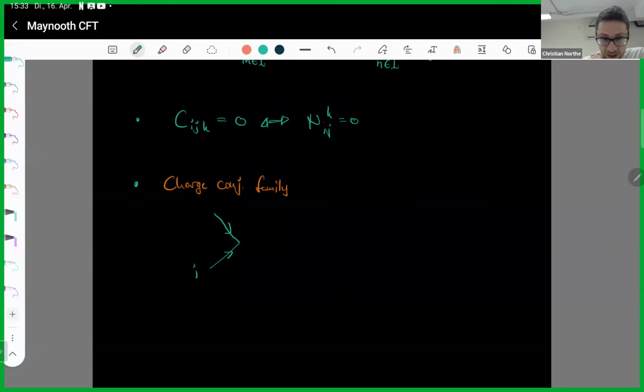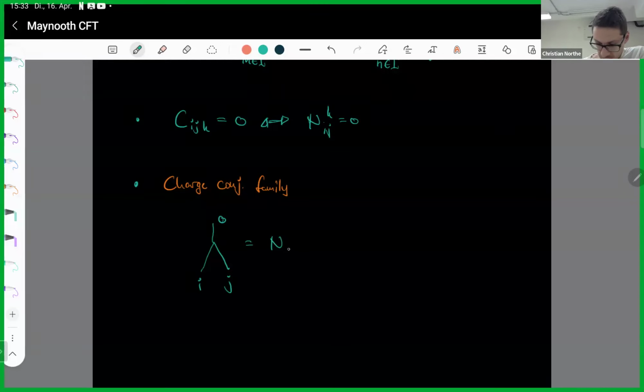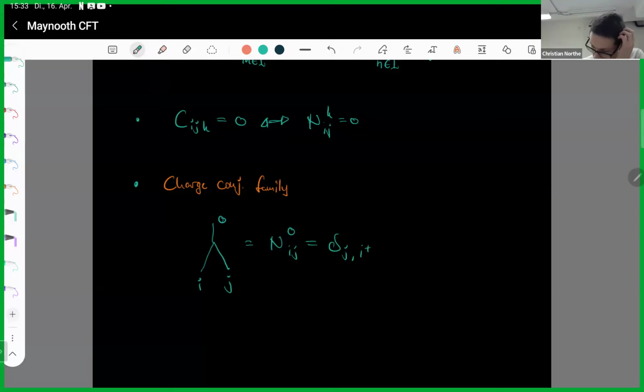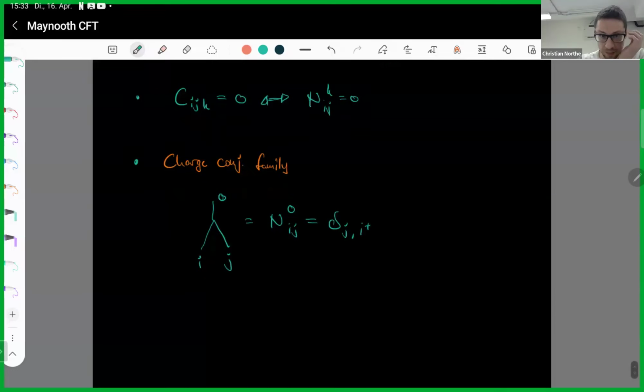If I take I and J and I get neutrality, the unit is going to be declared... oops, that's not the right diagram. I fuse I and J and I get the vacuum. This is the right diagram. This is the same as N_ij fuses to 0, and that means that J needs to be the charge conjugate. So what's the difference here? I'm going to give you an example in a minute where I'm going to explain that.